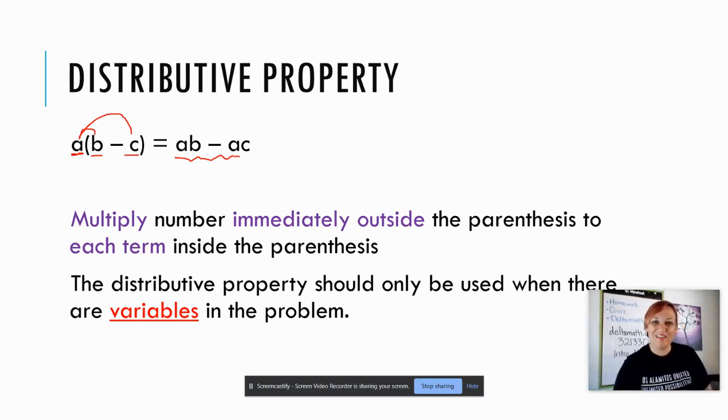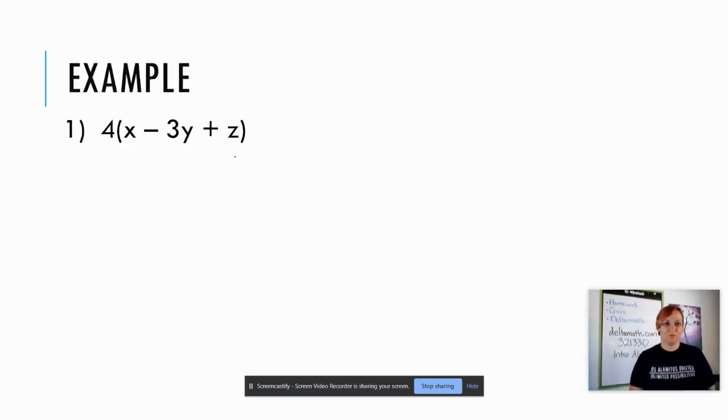All right, let's try an example. Here is an example where we would use the distributive property. I know I'm going to use the distributive property because I see some parentheses. I see a number attached immediately outside of parentheses, and I see variables in the problem. That's how I know when to distribute.